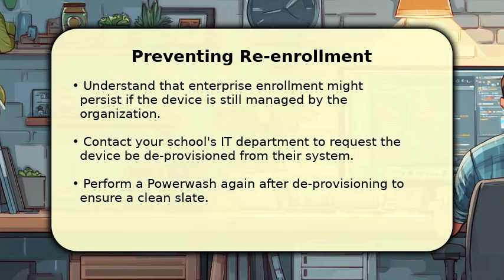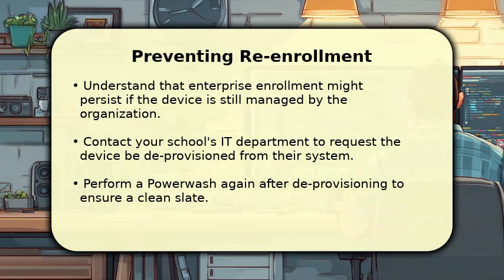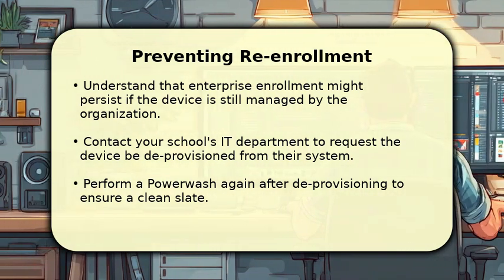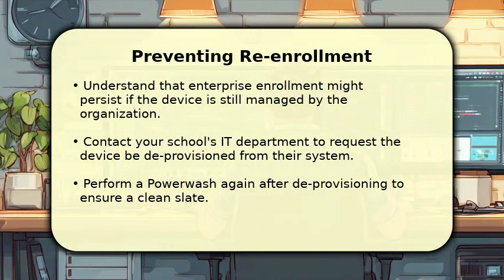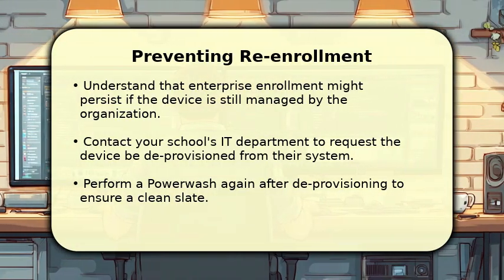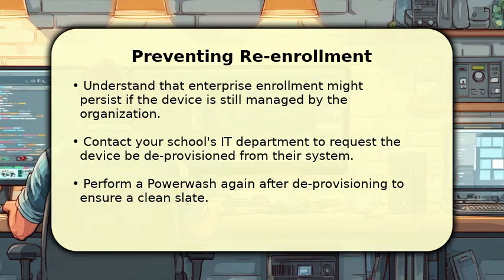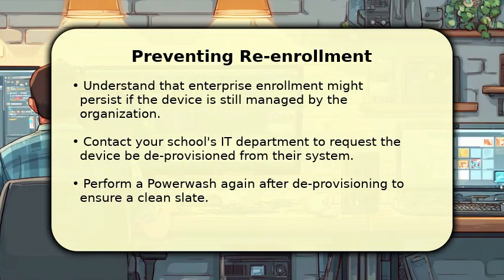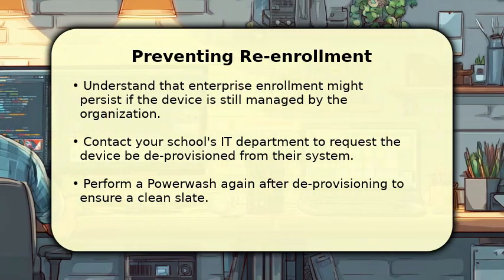Sometimes, a simple power wash isn't enough if your Chromebook is still actively managed by the school's organization. In such cases, the device might automatically re-enroll. To prevent this, you must contact your school's IT department. Request that they deprovision your specific device from their management system. Once they confirm deprovisioning, perform another power wash to ensure a completely clean and unmanaged state for your Chromebook.